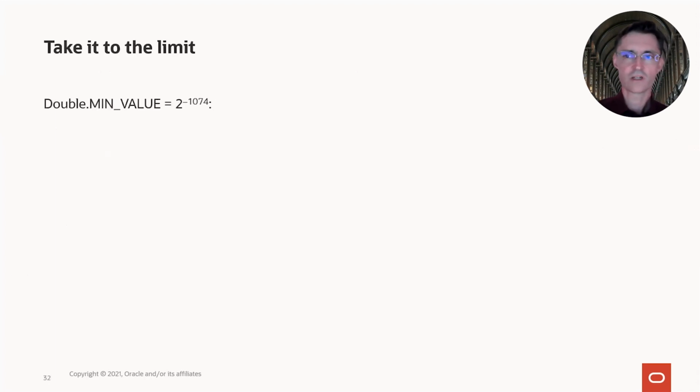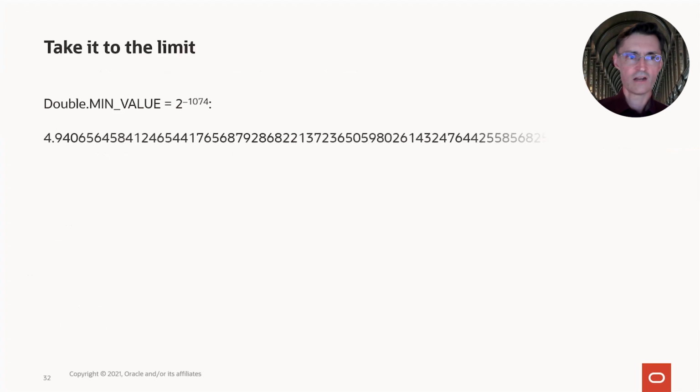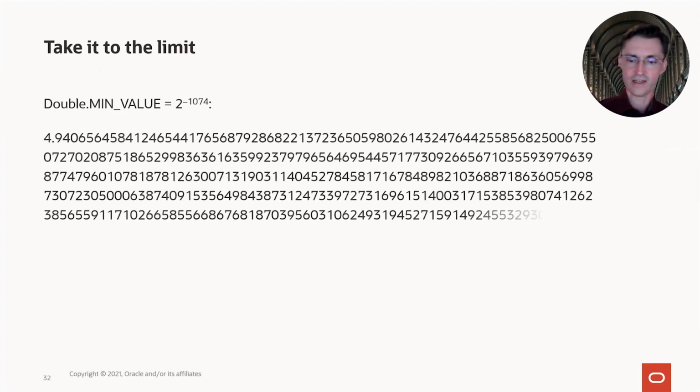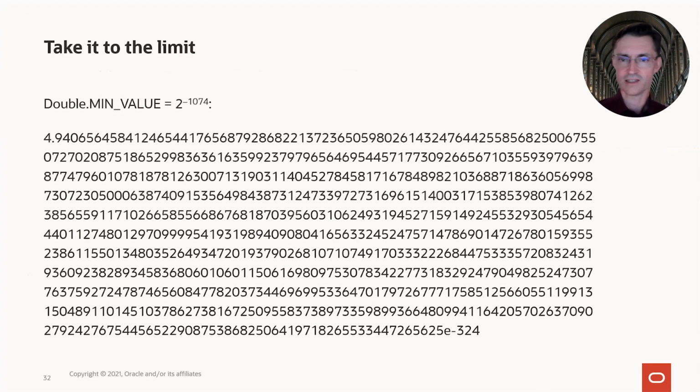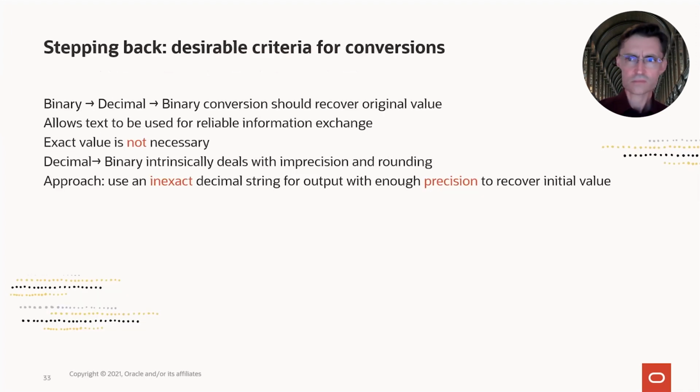So how about if we look at the double min value, 2 to the minus 1074? How many digits does that require? It requires a lot of digits. It requires still more digits. It requires over 700 digits to capture this value exactly. Although it can be done, it is exact. So this would be rather unwieldy to work with. So maybe there's something else we can do here.